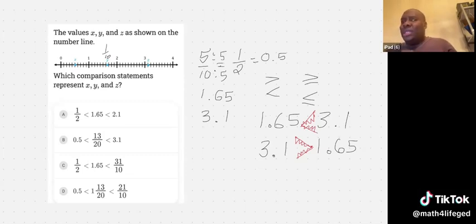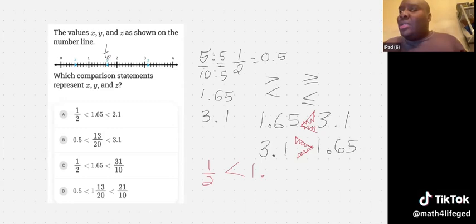If I'm going to put them in order, the first one I'm going to start with is the 0.5, which is half. So I write 1/2. Okay, the alligator mouth is going to eat the next largest number. What is it? 1.65. That's going to have to be the next one.